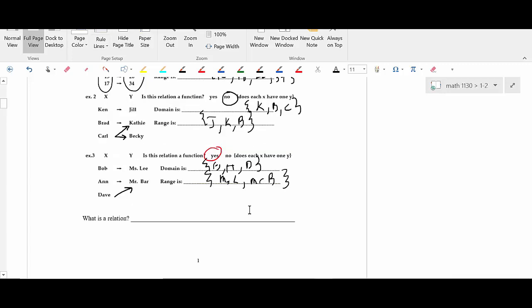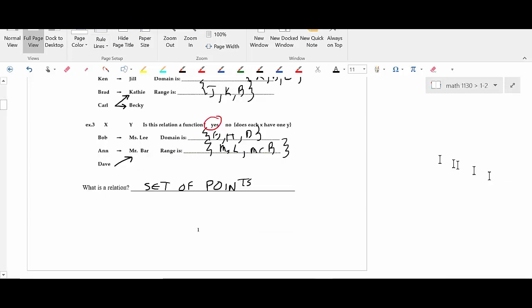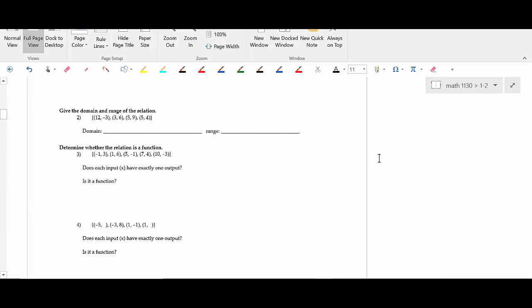Okay, so the next thing is a relation. A relation, just write this down. That is just a set of points. And that's good enough for this level of a class. So a relation just means you have a set of points. A function is a special set of points where every x goes to one y. So that's the idea, okay? Okay, now on this next page, we're going to look at kind of the same thing.